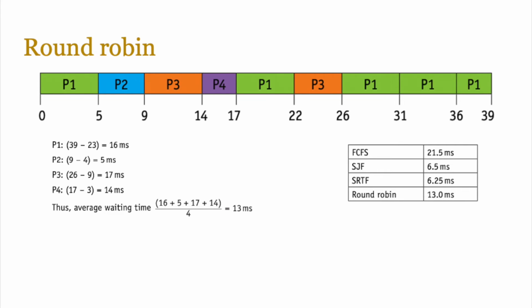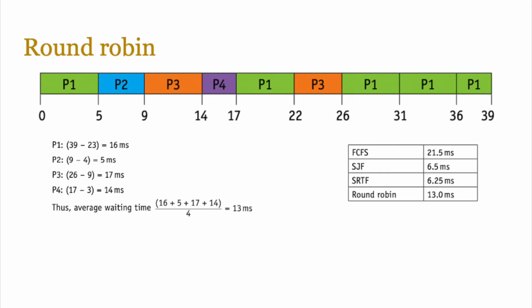For P1, the wait time is the finish time minus the burst time. So 39 minus 23 gives you 16 milliseconds. For P2, it's the same. P2 finishes at 9, minus 4 for its burst time, gives you 5 milliseconds. P3 finishes at 26 milliseconds. Subtracting the original burst time of 9 gives you 17 milliseconds. And for P4, it's 17 minus 3, which gives you 14 milliseconds. Once you add all of these up and divide by 4, it gives you 13 milliseconds.